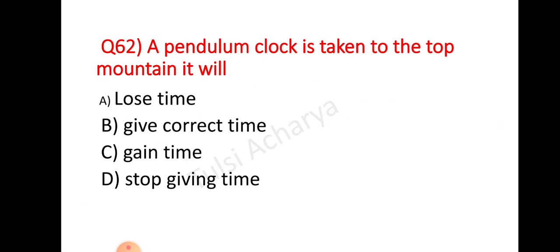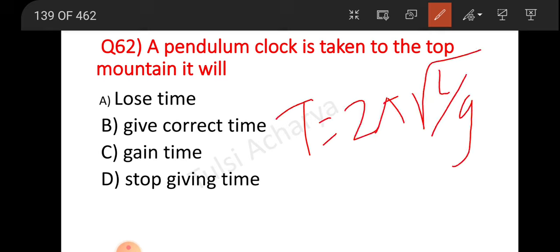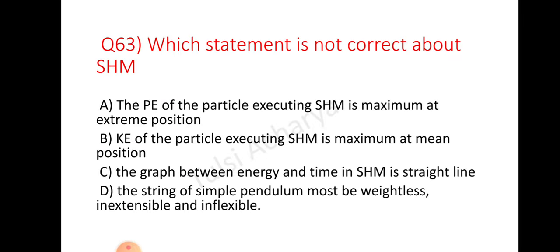A pendulum clock is taken to the top of Mount Everest or a mountain, then what happens? We know that T is equal to 2 pi root under L by g. If we are taking our simple pendulum to the top of the mountain, g will be less. If g will be less, T will be more. That is, it loses time. Option choice C is the correct one for question number 62. Now let's move to question number 63. Which statement is not correct about simple harmonic motion?